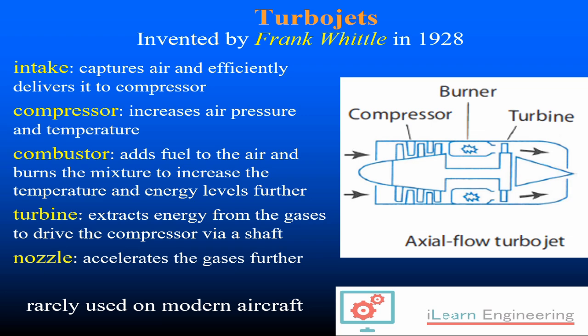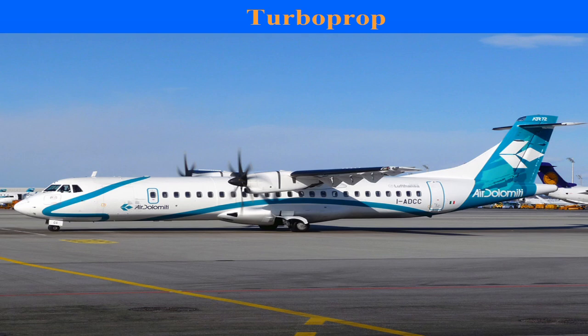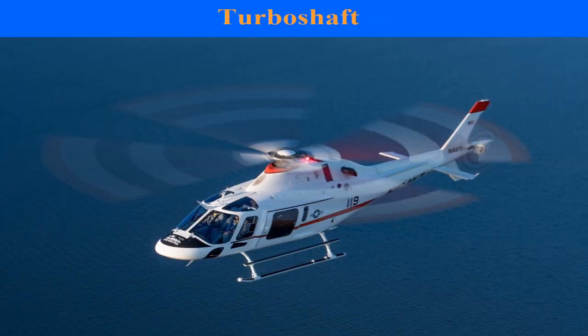Turbojet is very rarely used on modern aircraft. Turboprop basically means that you've attached a propeller to the front end of the engine. Turbo shaft is where we've attached, in this case, a shaft to produce useful work, which in this diagram is attached to the blades of the helicopter.